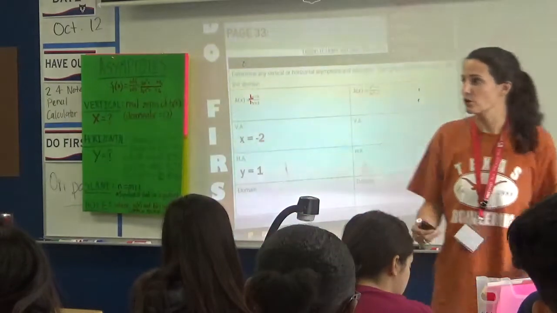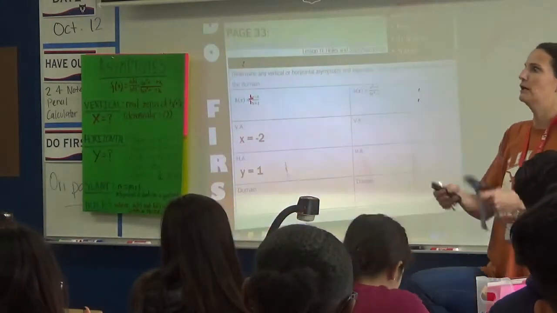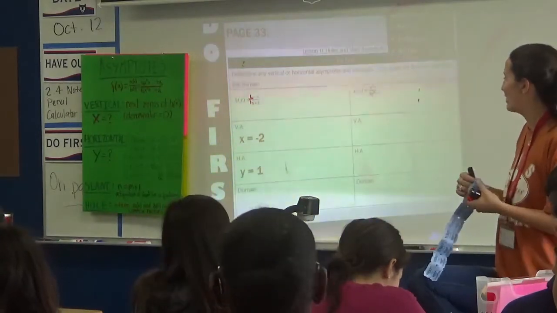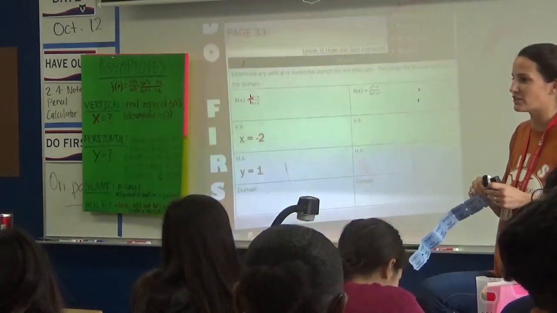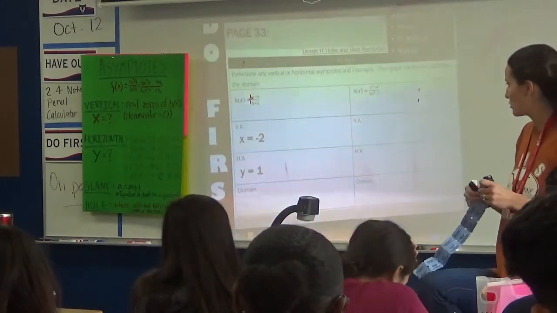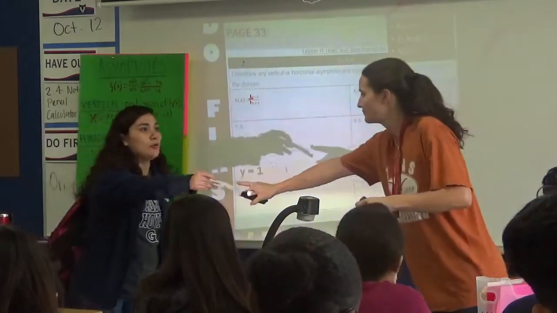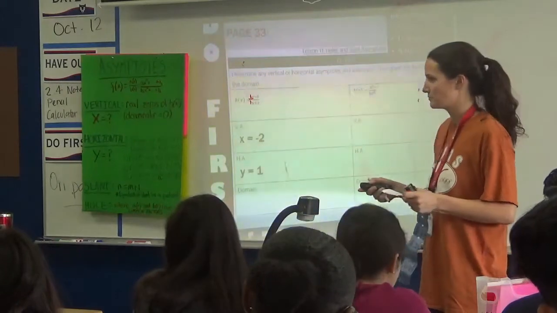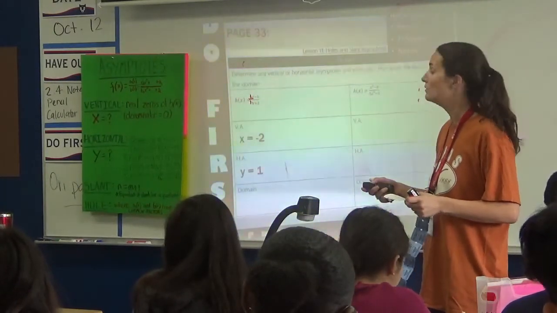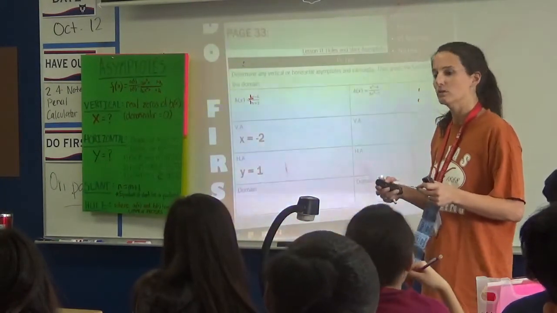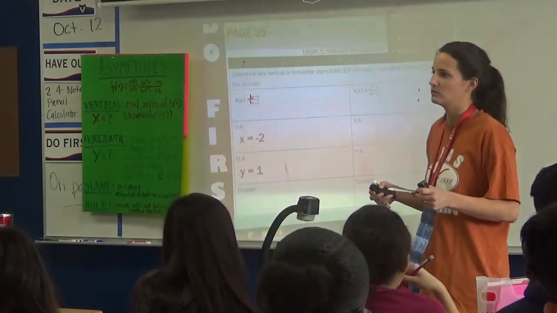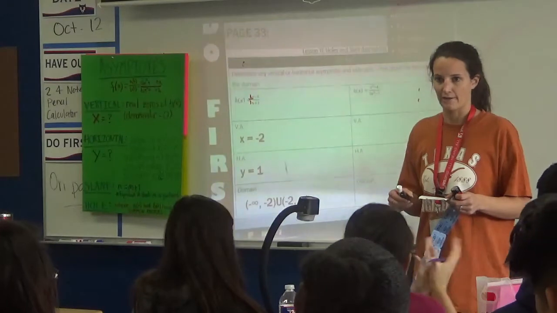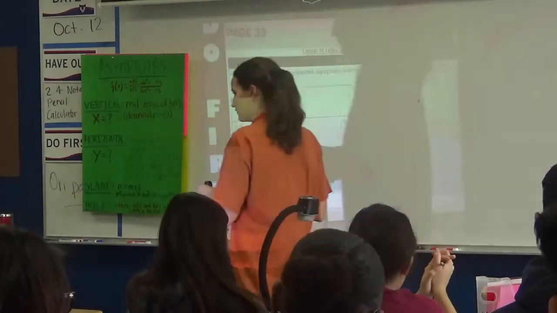And last, your domain would have everything except for the -2. So Kennedy, tell us what it would be. It would be parentheses, negative infinity, -2, parentheses, union, parentheses, -2, positive infinity. Boom. Cool? Okay.